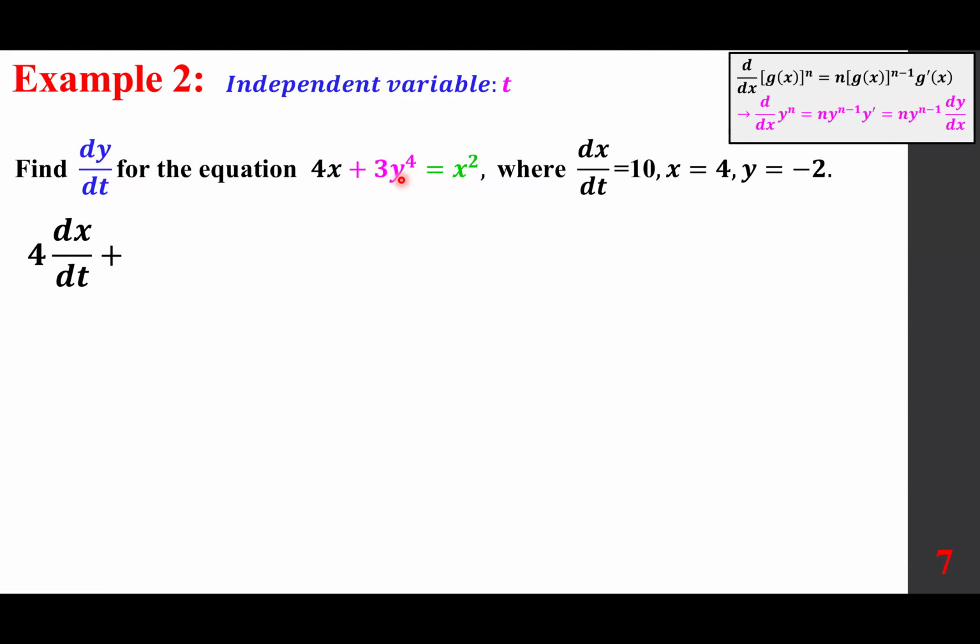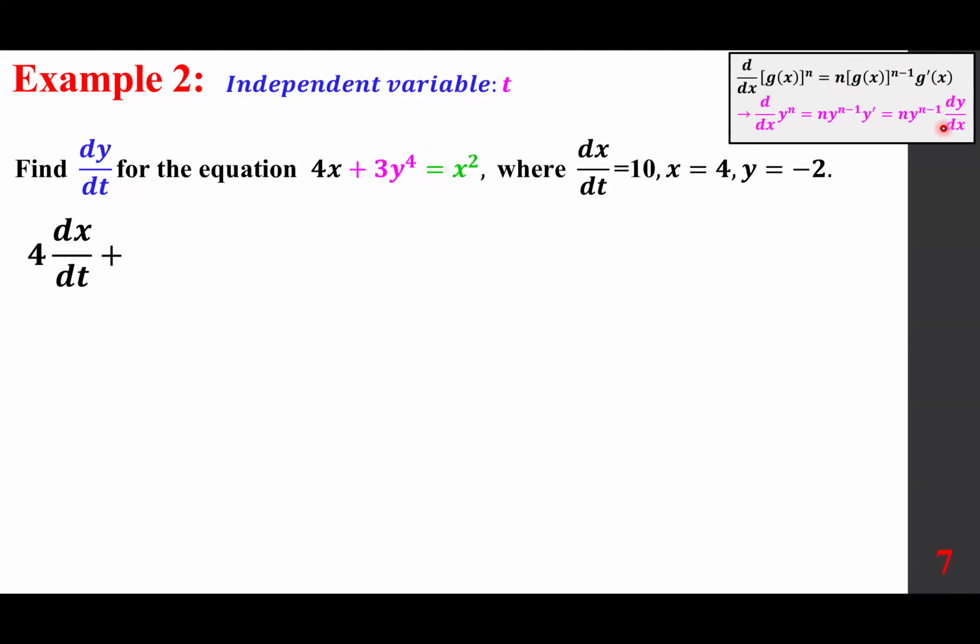Then 3y to the power of 4. The derivative, by the extended power rule, of g of x to the power of n is n times g of x to the power of n minus 1 times g prime of x. The derivative of y to the power of n is n y to the power of n minus 1 times y prime, or n y to the power of n minus 1 times dy/dx. In this case, it would be 12 y cubed.